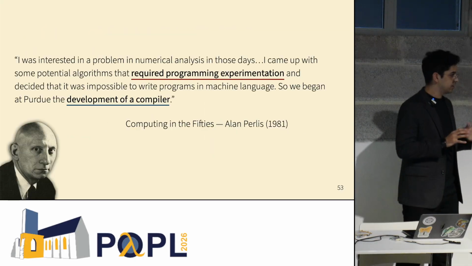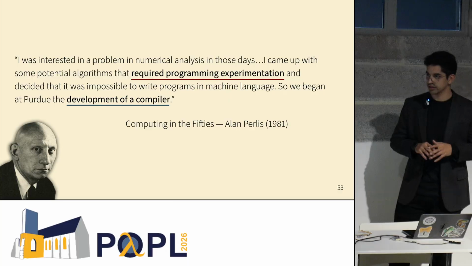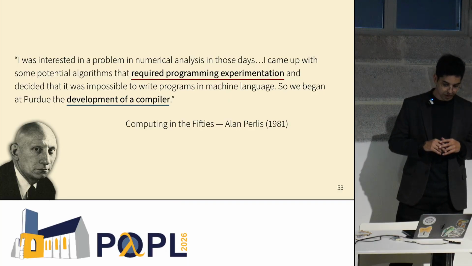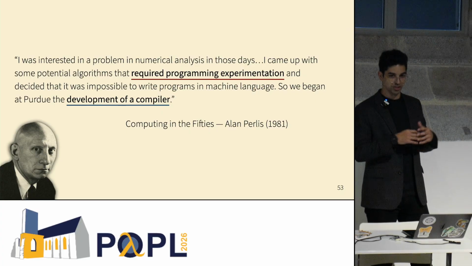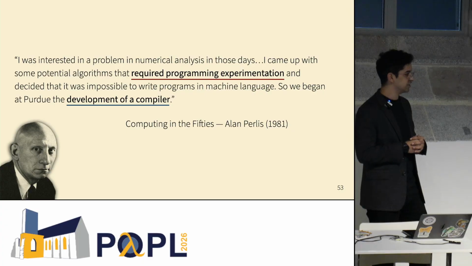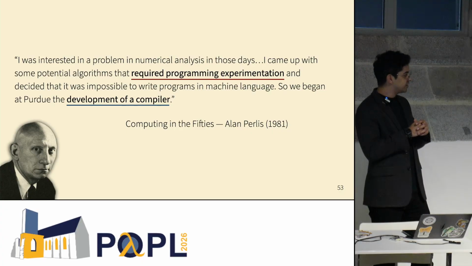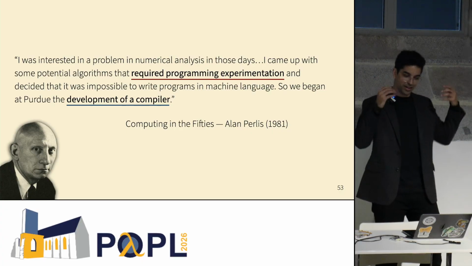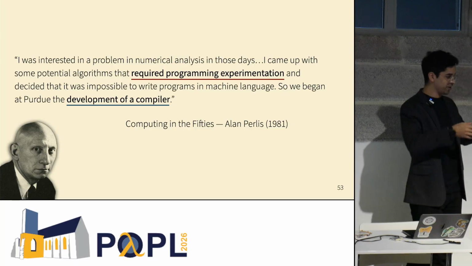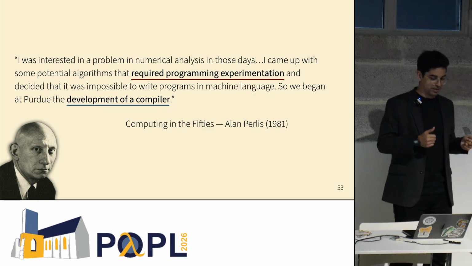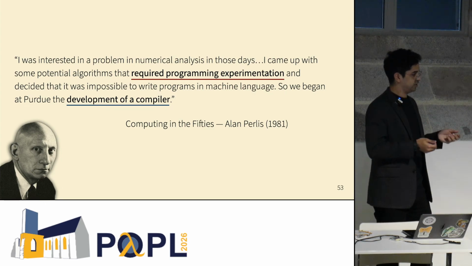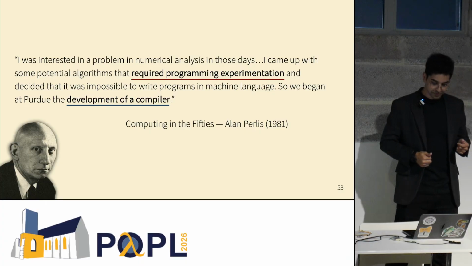I want to end on a more speculative note about the current state of differentiable programming. This is a quote from Alan Perlis in a speech he gave in 1981, essentially about how much it sucked to program in machine code in the 50s. Basically, he's saying you couldn't just take an algorithm in your head and put it in a machine. It required a ton of experimentation to get right, if you could get it right at all. In those frustrations, he started to think about developing a high-level programming language and working on compilers.